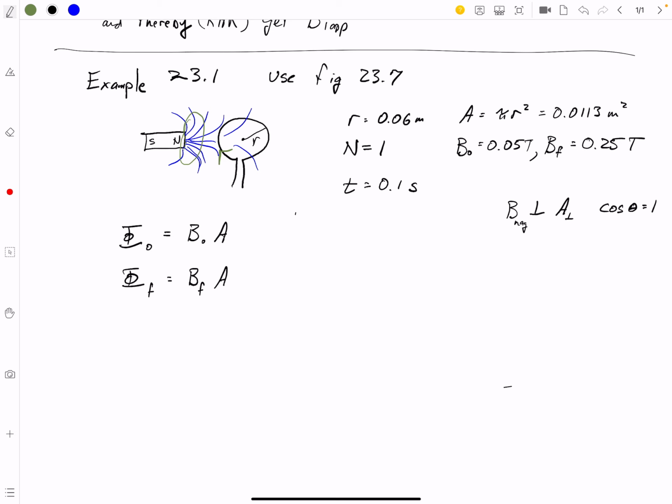And now, of course, delta anything is equal to whatever that thing is finally minus whatever that thing is initially. So delta phi is equal to, I'm going to pull out the area, the area times the final field minus the initial field. Great.